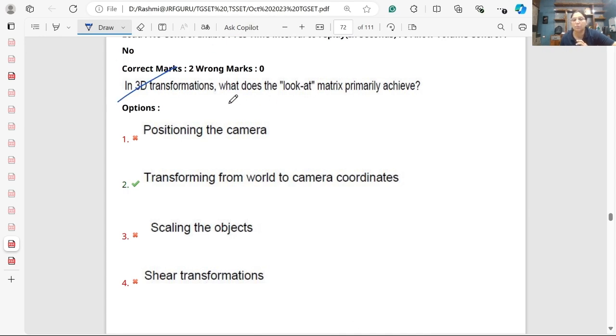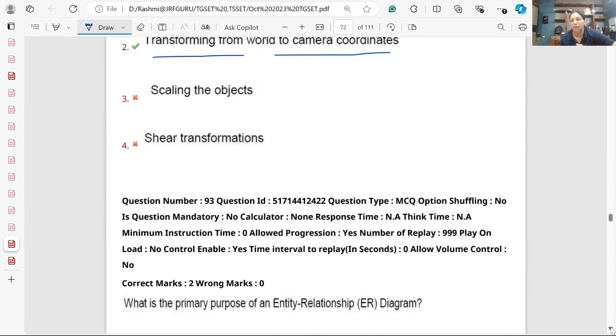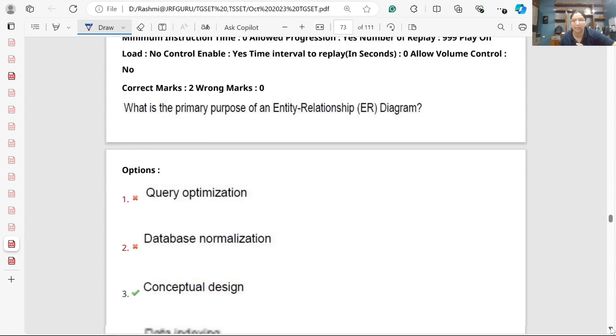In 3D transformation, what is the look-at matrix used for? It is used for transforming world coordinates to camera coordinates, because we look at the camera. So world coordinates should be transformed into the device coordinates before generating the image. This is done by the look-at matrix.